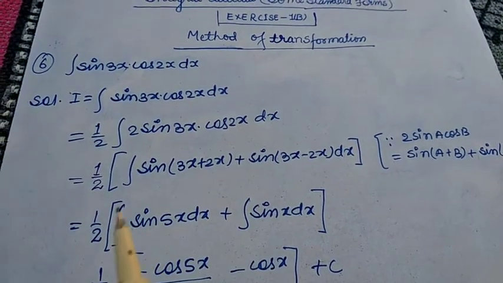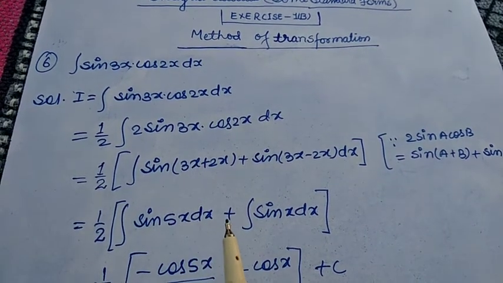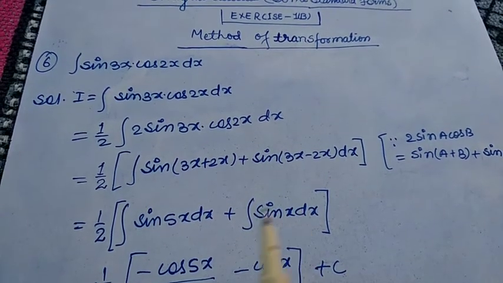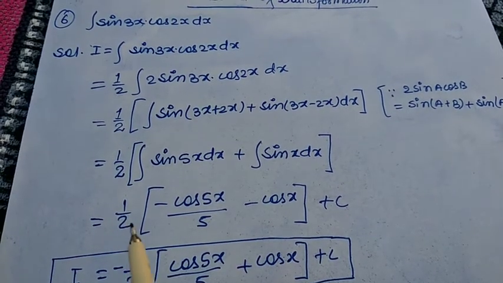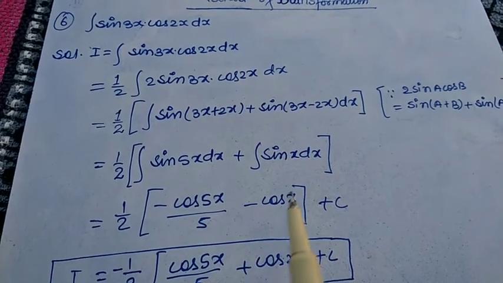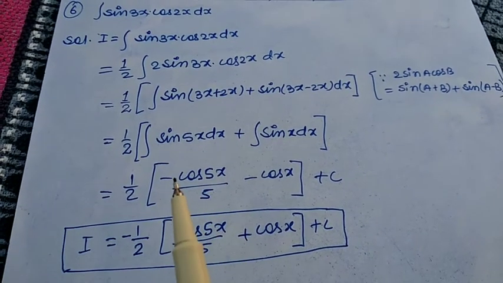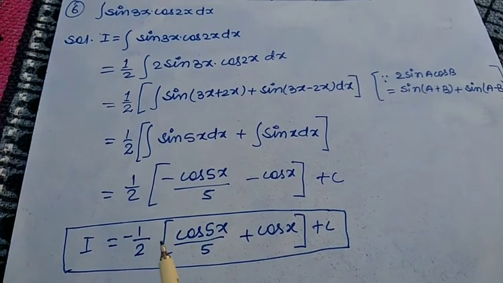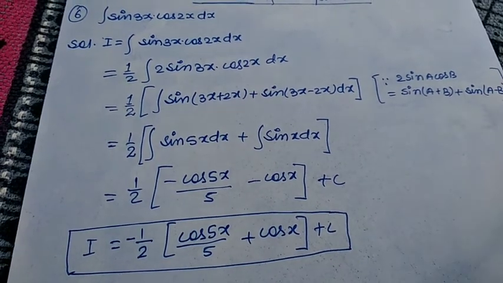In the next step you can see 1 upon 2 into integration of sin 5x dx plus integration of sin x dx. So in the next step it will be 1 upon 2 into minus cos 5x by 5 minus cos x plus c. So it can be written as, we can take minus common, so I is equal to minus 1 upon 2 into cos 5x upon 5 plus cos x plus c. This is the answer.